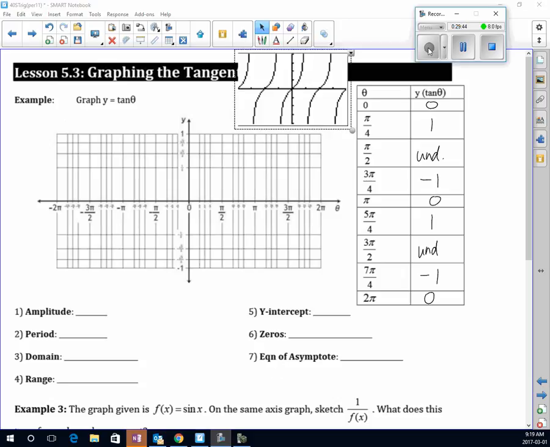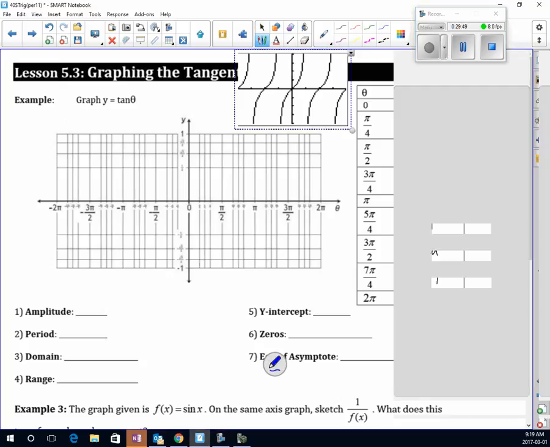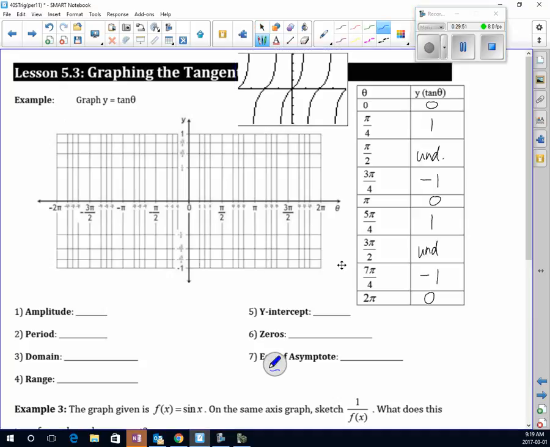I'm having so much trouble. How do I draw on a graph undefined? I don't know if you guys have ever seen this before.